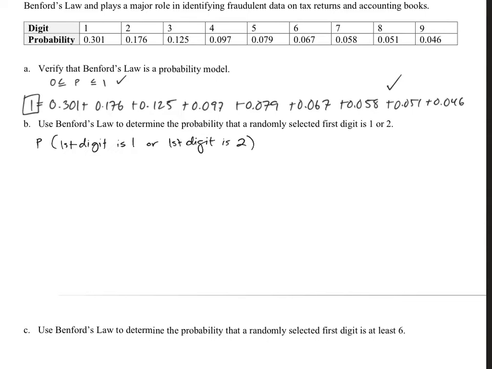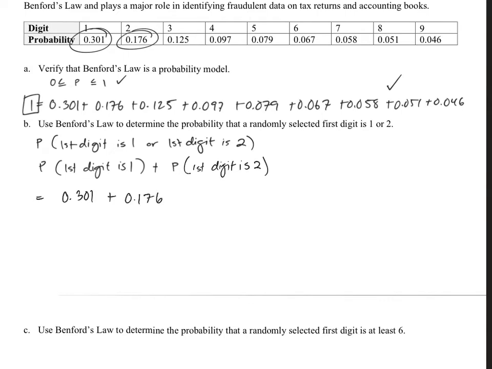1 and 2. So we can go ahead and write this out as the probability the first digit is 1 plus the probability that the first digit is a 2. So what are those probabilities? The probability that your first digit is a 1 is 0.301. Add to that the probability that the first digit is a 2, which is 0.176. Okay, we can add those up and we find out that that probability is 0.477. That's our probability that a randomly selected first digit is 1 or 2.